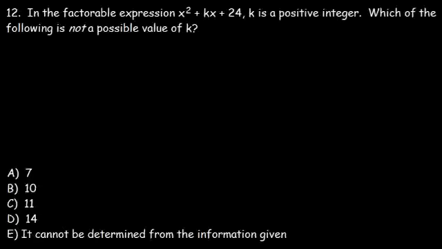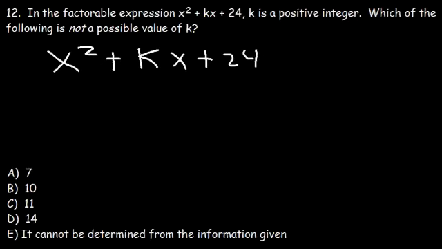In the factorable expression x squared plus kx plus 24, k is a positive integer. Which of the following is not a possible value of k? So we need to find what value of k will not allow this expression to be factorable. So this is like a product sum type problem. We need to find two numbers that multiply to 24 but add to k. But how can we do that if we don't know what k is?